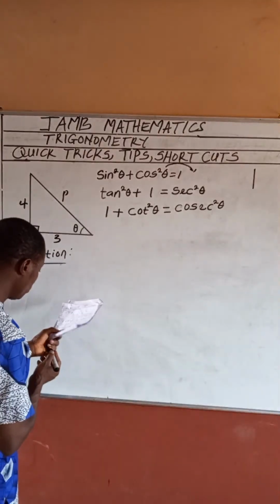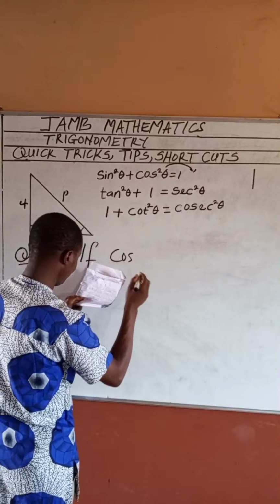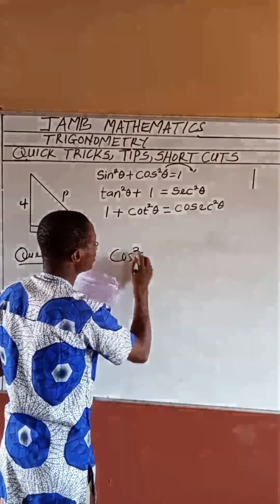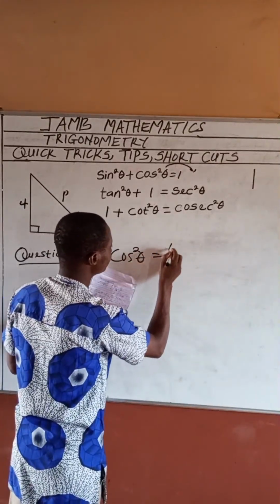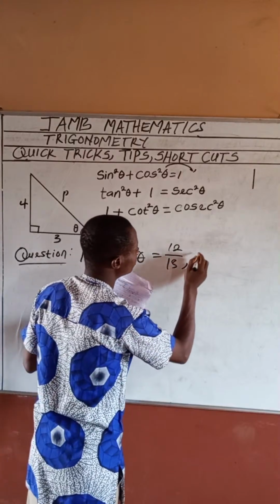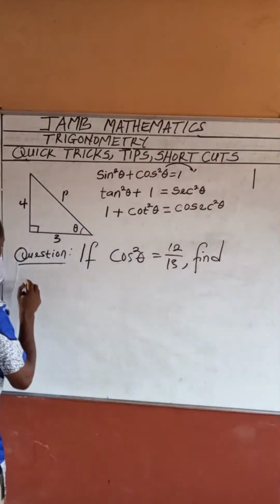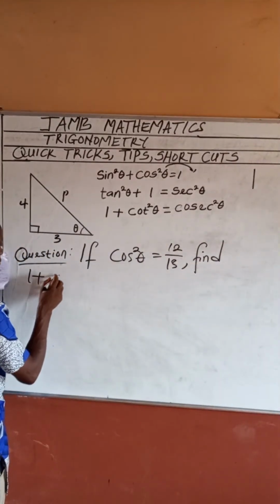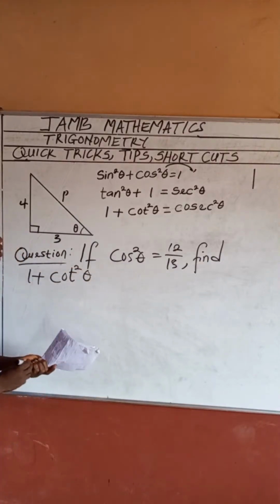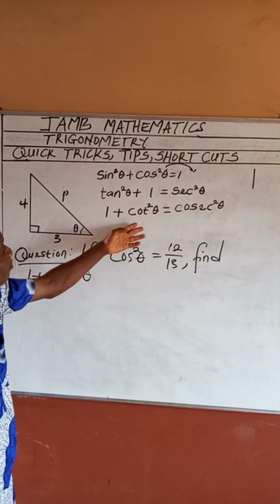Then let's look at this. We are given here that if cosine square theta is equal to 12 over 13, find 1 plus cot square theta. Just look at this. Can you see this now? So 1 plus cot square theta.